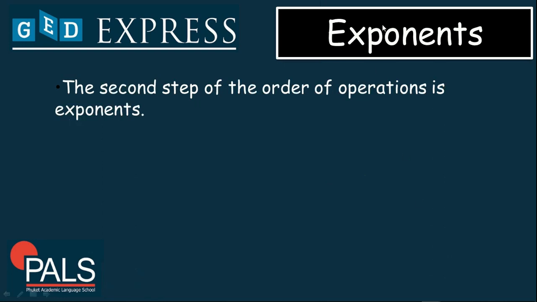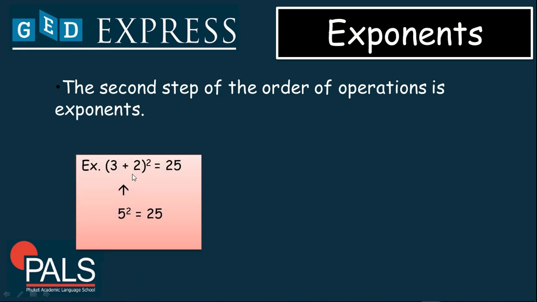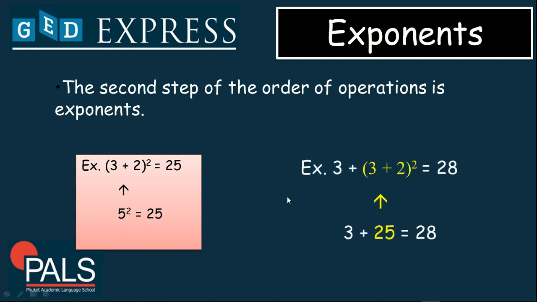Next would be exponents. The second step of the order of operations is exponents. Suppose we have this example. We first solve the number inside the parentheses: 3 plus 2 gives you 5. Then you proceed with expanding the exponent. 5 raised to 2 means 5 multiplied by itself, so 5 times 5 gives you 25. And you will arrive at this equation.